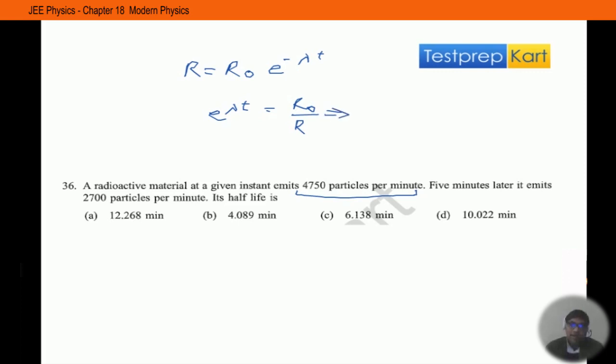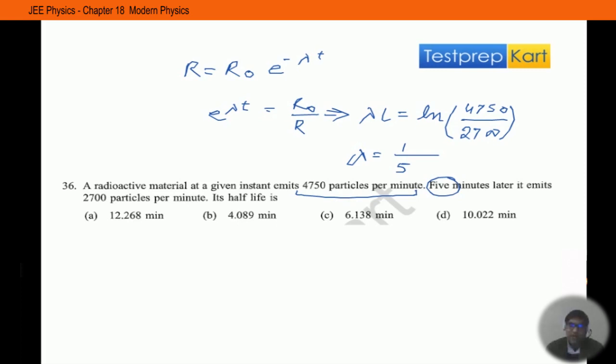So we can get lambda times t equals ln(R naught over R). R naught means the initial decay rate, 4750, and after 5 minutes, that is 2700. So from here we can calculate lambda, that is 1 over t. T is given in minutes. No need to convert into seconds because we have to give the answer in minutes. So it is 5 minutes.